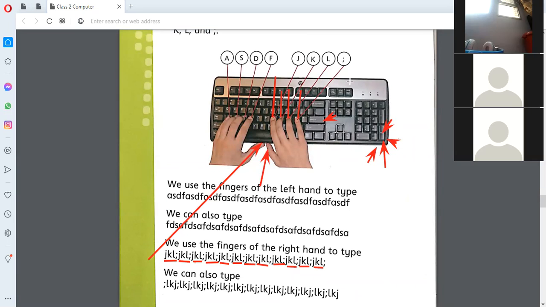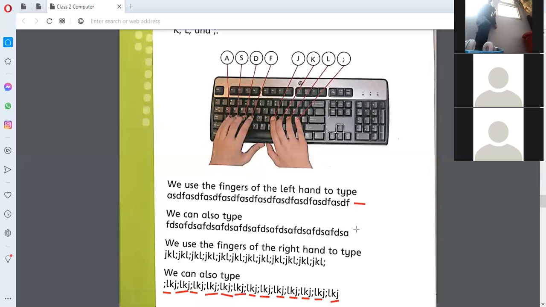Okay, so right now we discussed the four fingers of the right hand: semicolon, L, K, J. If you see, this time how many times are they writing it? They are writing it 1, 2, 3, 4, 5, 6, 7, 8, 9, 10, 11, 12 and 13. So this time they are placing it 13 times. So this is 10 times, this is 10 times, this is 12 times, and this is 13 times. So it's all about the typing.